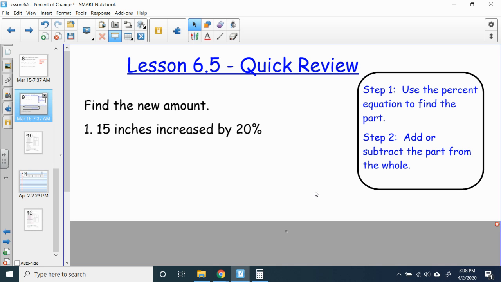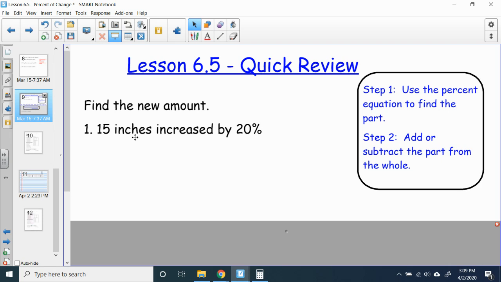Today we're going to do a quick review of what we were doing 2 weeks ago before we had our spring break. I'm going to go over a couple of types of problems that we were doing then, and then I'm going to have you practice them. The first type of problem we did before break was finding a new amount. These were the steps that I had given you, and you should have these in your notes. If you don't, now's the time to add them.